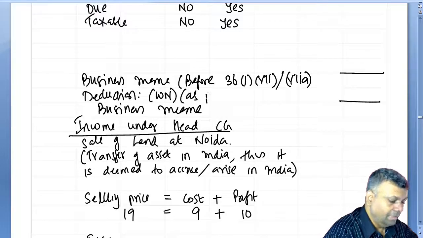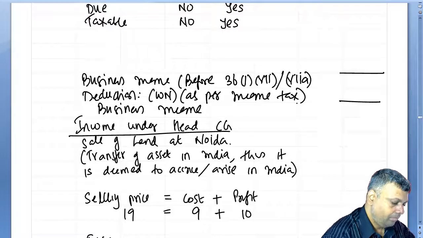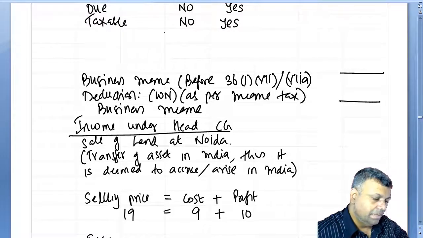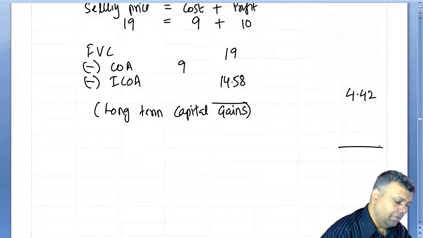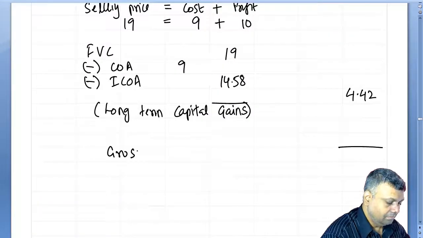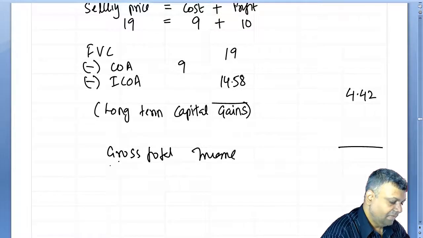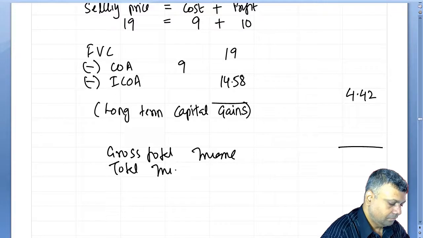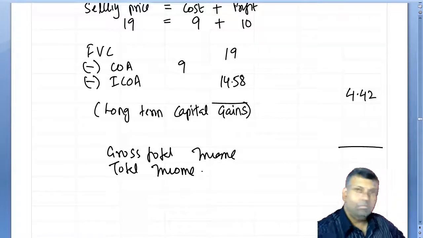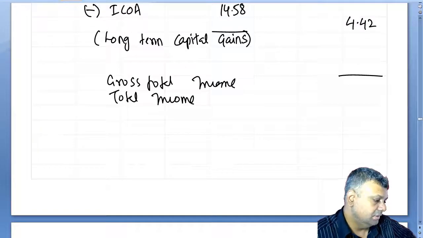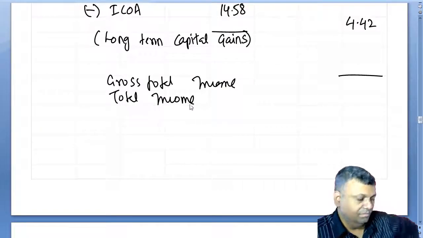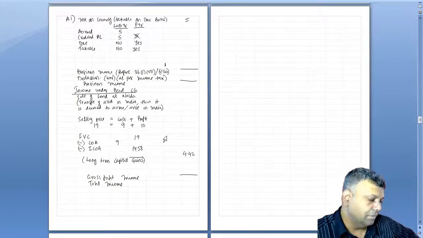This will be as per income tax. So business income I will have, and then I will have the capital gains. After the capital gains, I will have my gross total income and the total income. And after the total income, I will be doing my tax liability calculations. So this is the structure of the answer. Come on, have a look at the answer. So far, so good.